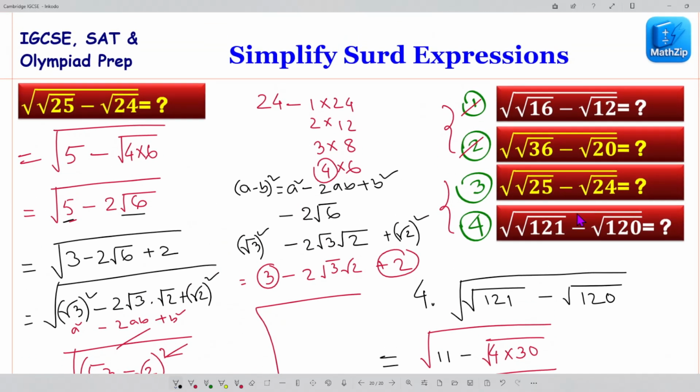So this surds expression is very important. Don't neglect this one. I am trying to solve these 4 surds expressions in 2 videos.